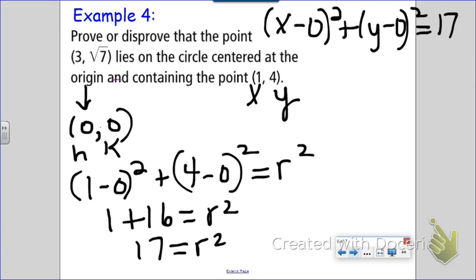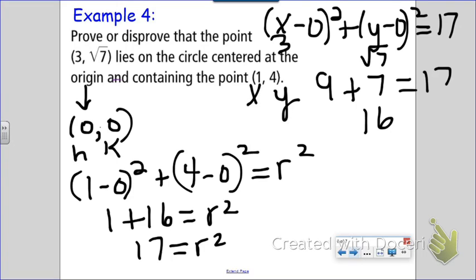And then we'll plug in the point to see if (3, √7) works. 3 for x, √7 for y. (3 - 0)² is 9. (√7 - 0)² is 7. 16 does not equal 17, so that would be a no.